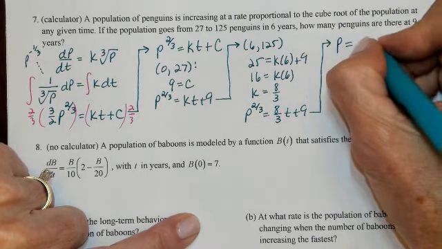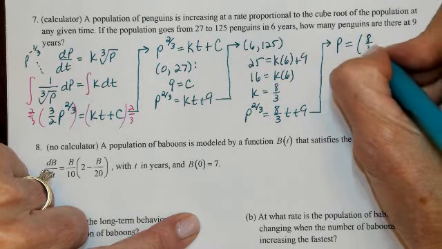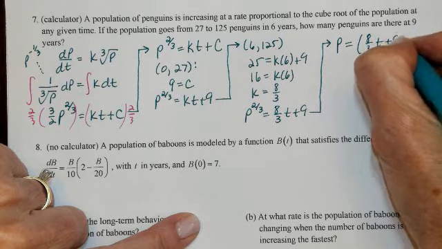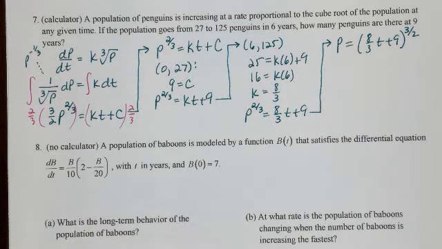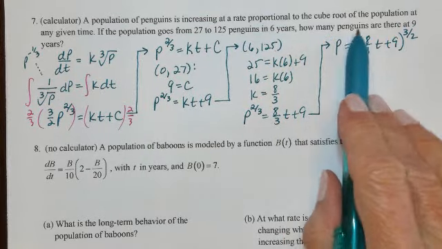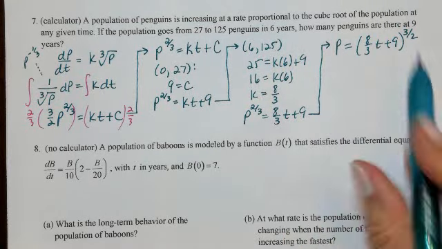So p is equal to 8/3 t plus 9 all to the 3/2 if we solve that for p. Now let's answer the question, how many penguins are there at 9 years?